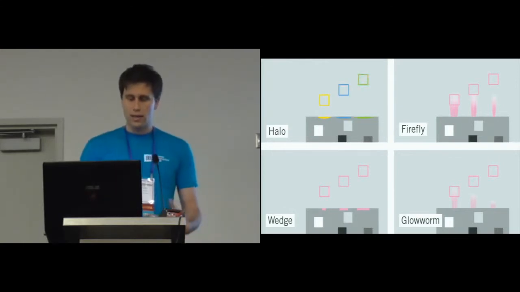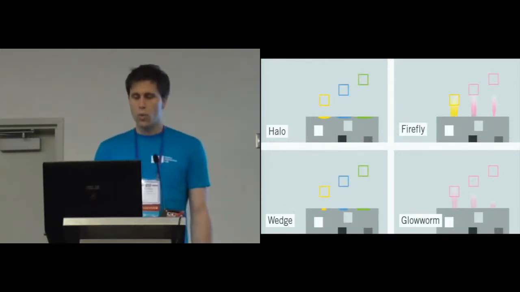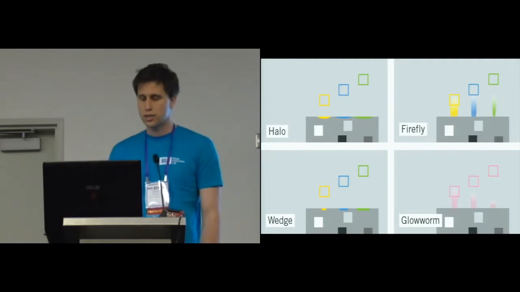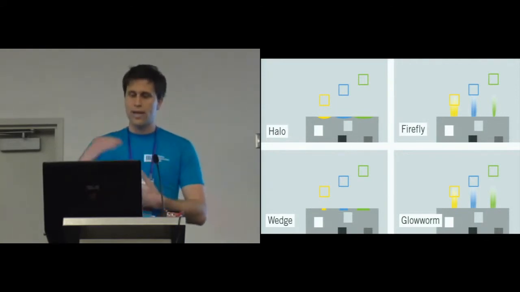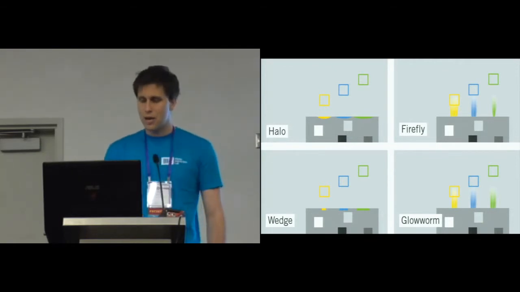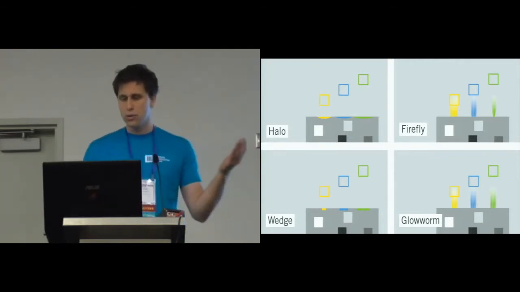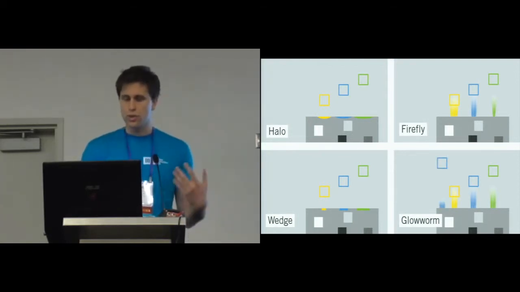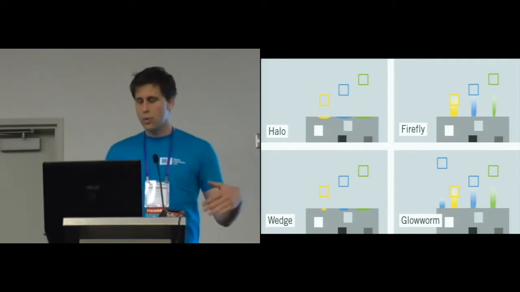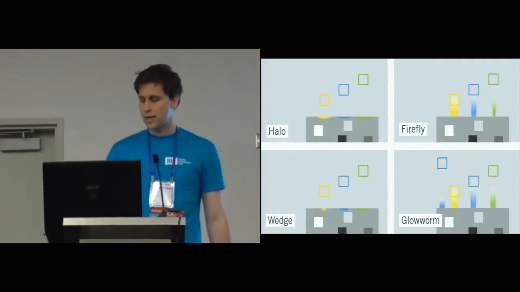When we now add color to this image, we see that for Halo, Wedge, and Firefly, nothing much changes. However, for Glowworm, what we did is not just change the brightness or rank all off-screen objects by brightness, but rank them within one color, which leads to this result. So yellow, blue, and green all have the same brightness level now.